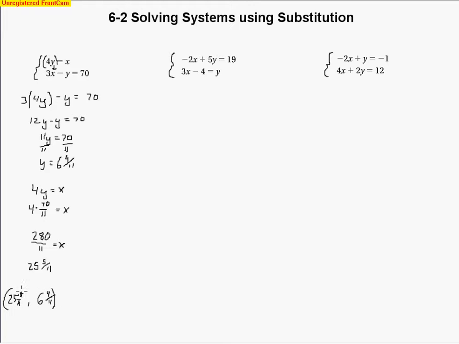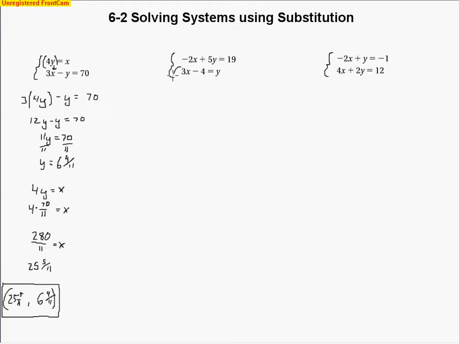Here's a perfect example of why you wouldn't want to use graphing to solve this problem, because you're probably not going to find out exactly what that is, since the points are fractions, first of all, or mixed numbers, and they're so far apart. Looking at this next problem, I don't have x solved for, I've got y solved for.